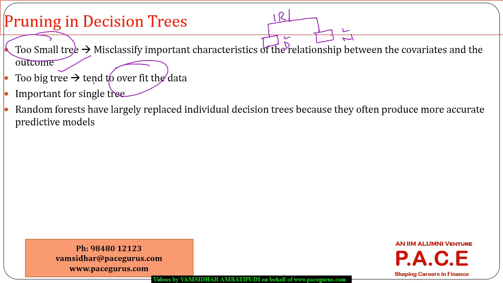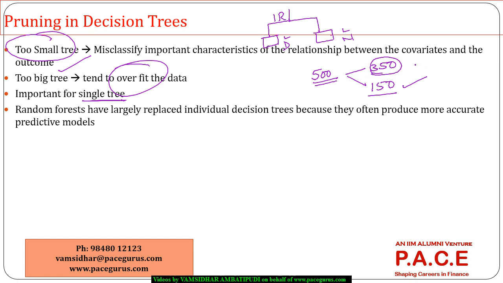So pruning is very important, especially when you are building one single tree, right? One single tree with one data set. Let's say I have 500 data points. Out of this, I call 350 my training data and 150 my testing data. I build a model with this 350, and I test it on this 150 before I roll it out to the new data altogether. But if I build one single tree, then it's better that I do pruning.